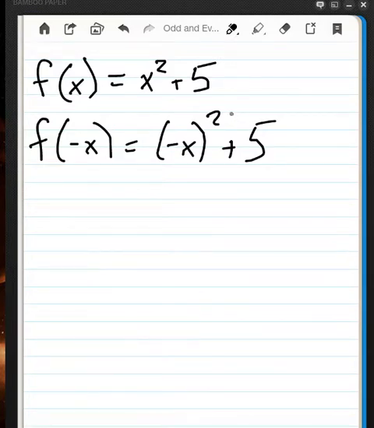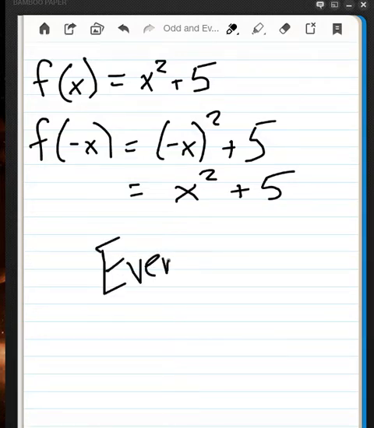So if we have the opposite of x, squared, that will just give me x squared: the opposite of x times the opposite of x, the negative and the negative become a positive, and x times x is x squared. And then we still have the plus 5. So notice that f of negative x is exactly the same as f of x. My y value, f of x, remains completely unchanged when substituting in the opposite of x. That makes this function an even function.